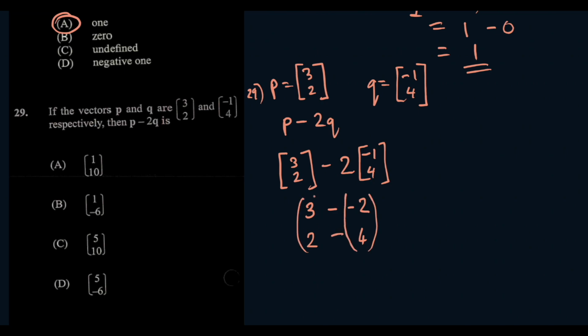Okay, so I multiply 2 by each of these. So 2 times negative 1 is negative 2. 2 times 4 is 8, sorry. So 2 times 4 is 8. So 3 take away negative 2 would give me 5. And then 2 take away 8 would give me negative 6. So essentially what we did here is we worked out P, we knew what it was already, and we had to find out what is 2Q. So 2Q is basically 2 times negative 1, and then 2 times 4, which is 8. Then we subtracted, and we got our answer, which in this case would be this.